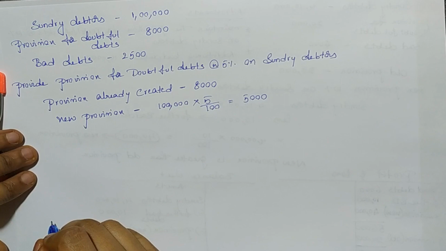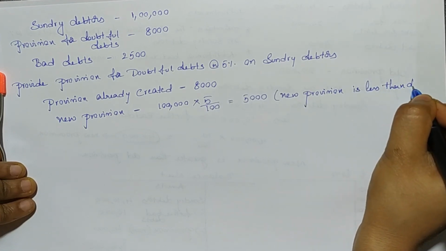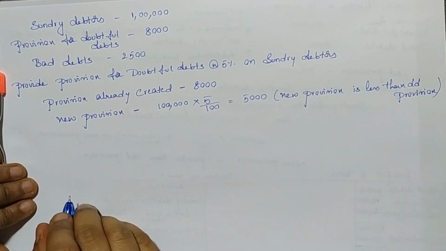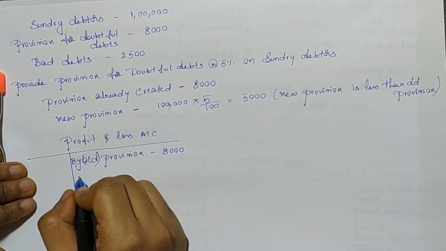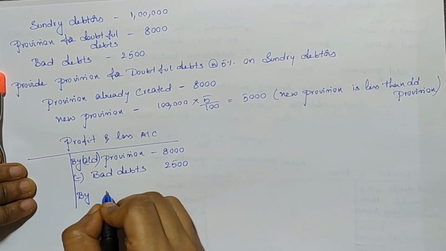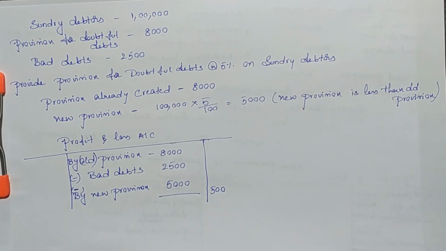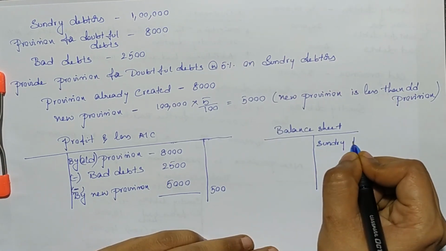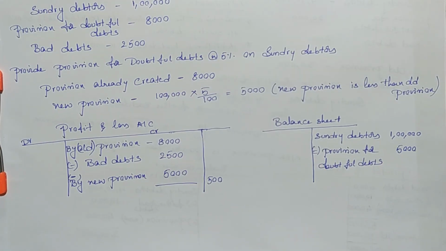The old provision is 8,000. But the new provision which we have calculated now is 5,000. So, the old provision which is reflecting in the trial balance is greater than the new provision. In this case, we will mention this old provision amount, that is 8,000, on the credit side of the profit and loss account, and we will deduct bad debts amount and the new provision amount from the old provision amount. After deducting, we get 500. Now we will deduct this provision for doubtful debts amount from the sundry debtors amount on the asset side of the balance sheet. We need to remember one point here.